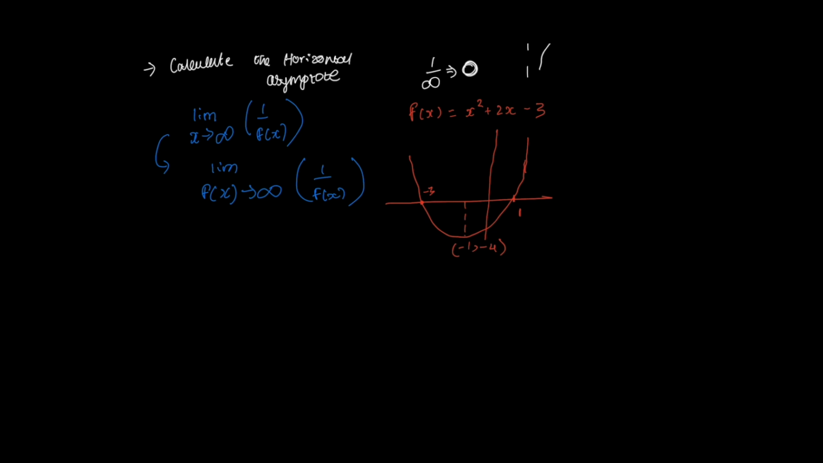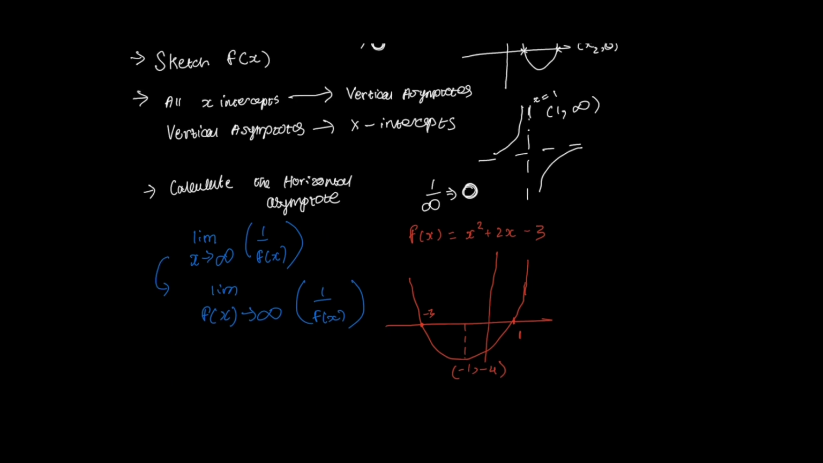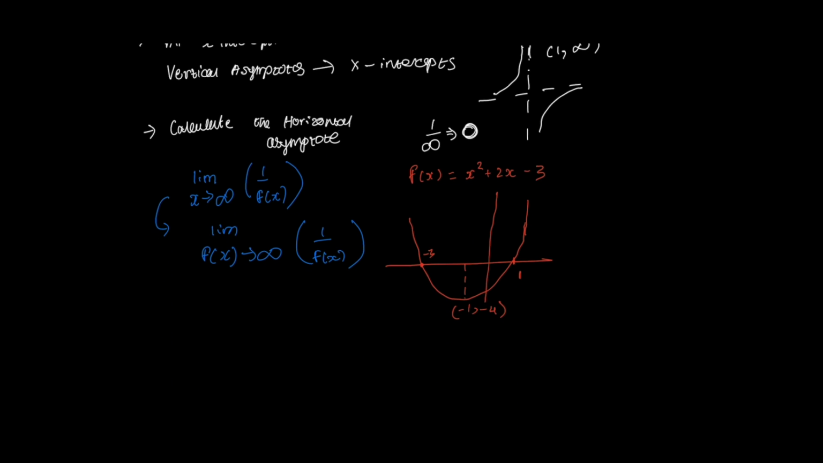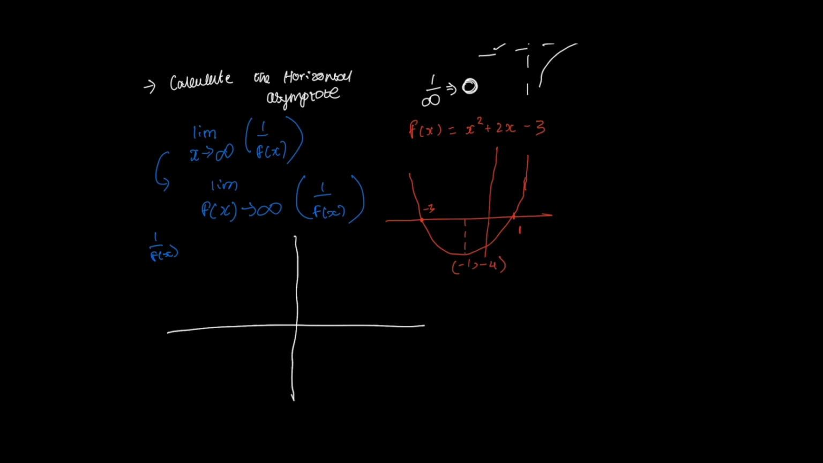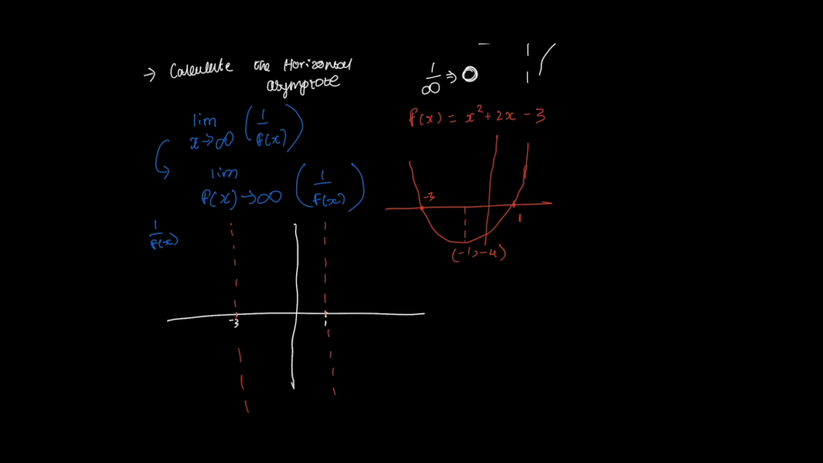Now we're going to sketch 1 over f of x. We have all the key points written down. According to the rules, all the x-intercepts become vertical asymptotes. So in the case of 1 over f of x, the graph would look something like this. Let me draw the axes. Then the x-intercepts, minus 3 and 1. These are super rough sketches, so not to scale. Then we noted that all the vertical asymptotes will become x-intercepts.